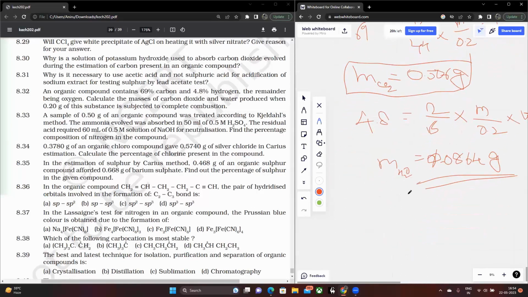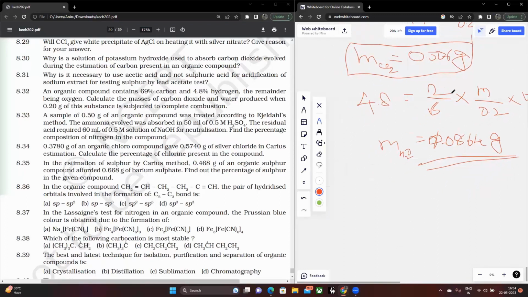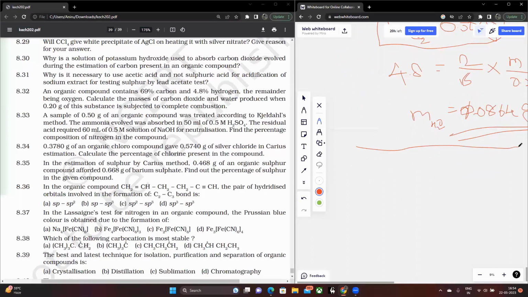And you take 2 here, because for each molecule of water formed, you use two atoms of hydrogen, right? That's 2 into 1, basically. All right, that is question number 32. Then 33. You have 8 questions left.